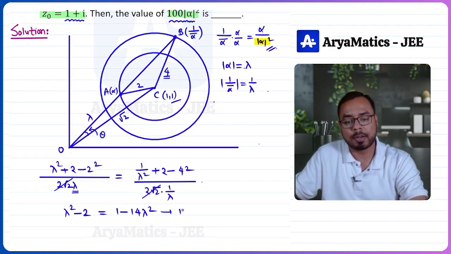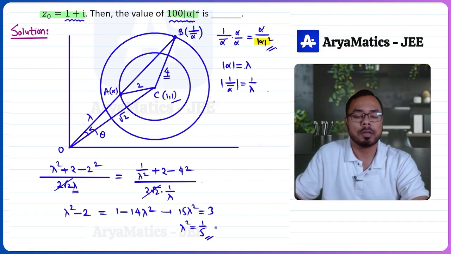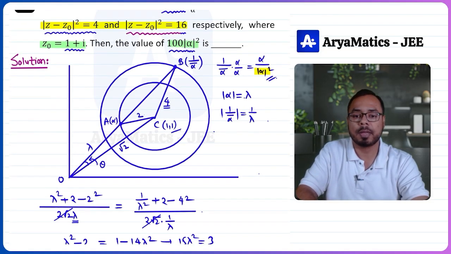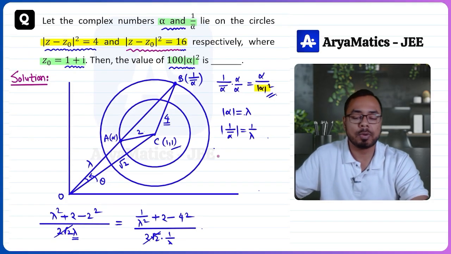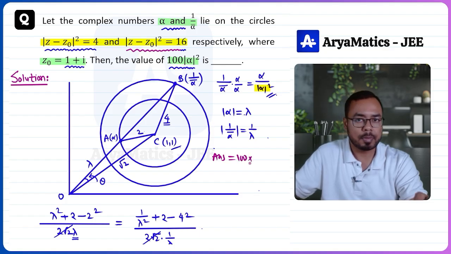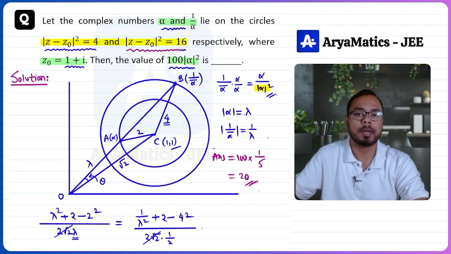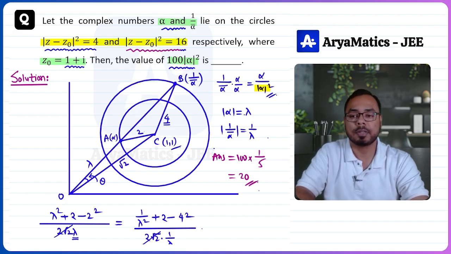From here you can see that 15 lambda square will become 2 plus 1, 3. That means lambda square is 1 by 5, and lambda square is nothing but modulus of alpha square, right? The question was we need 100 into alpha square. So 100 and mod alpha square means lambda square, and lambda square was 1 by 5. So this will become 20, 100 into 1 by 5. That should be the correct answer for this problem.